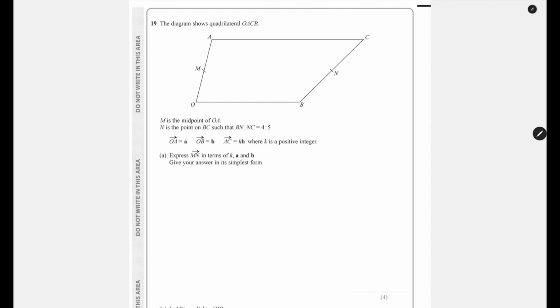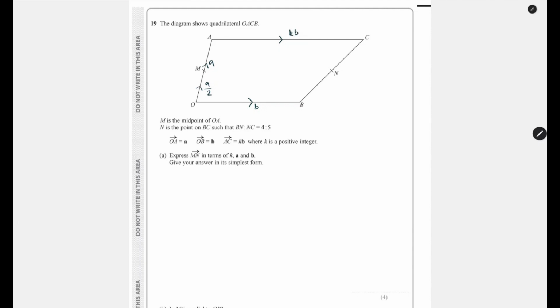So when dealing with vectors, it's really important that we make sure we get the directions the right way. So OA is represented as A, and so this is A. And we know that M is the midpoint of OA, and so we can say this is A over 2. OB is B, so from O to B is B, and from A to C is KB.